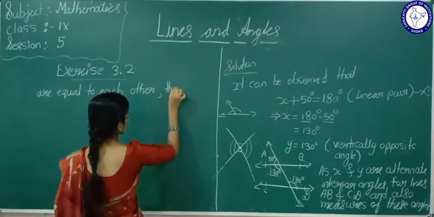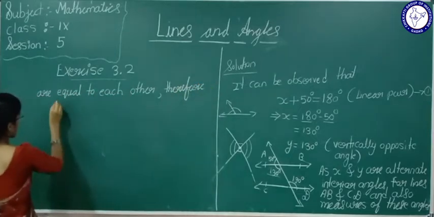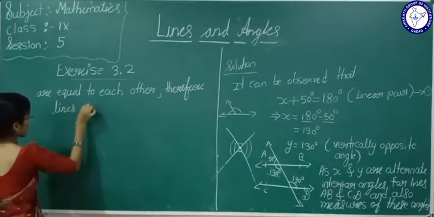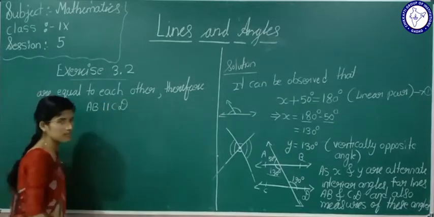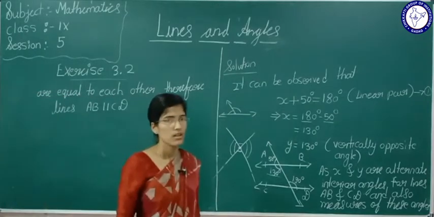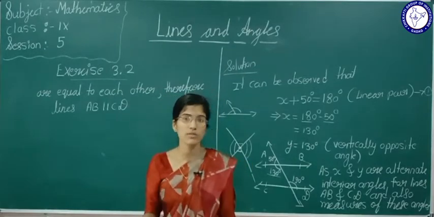Therefore lines AB is parallel to CD. Okay, see here, the application of theorems will be so much.